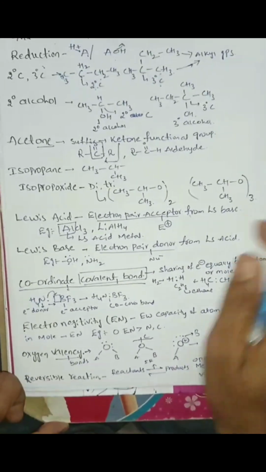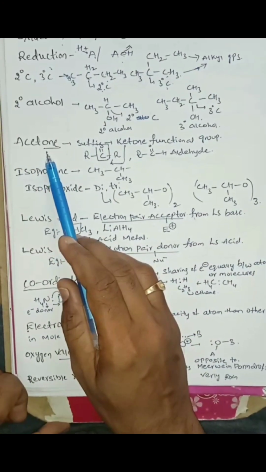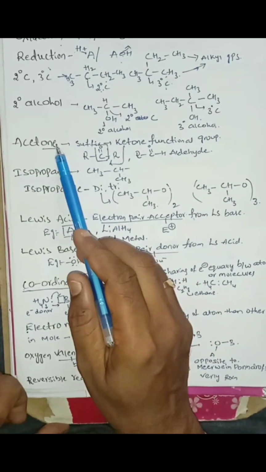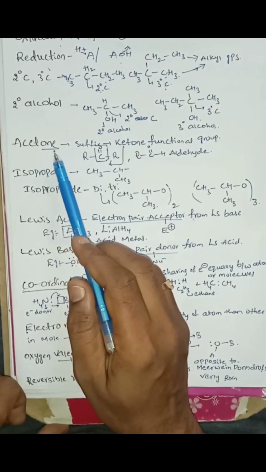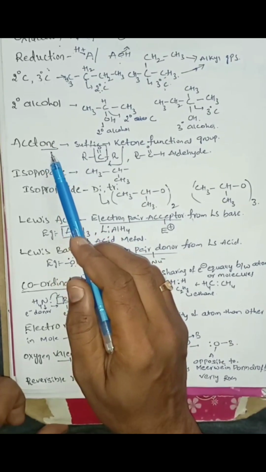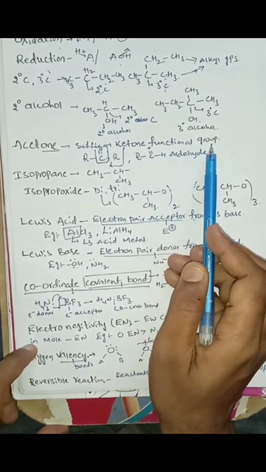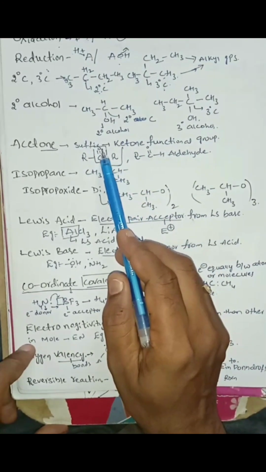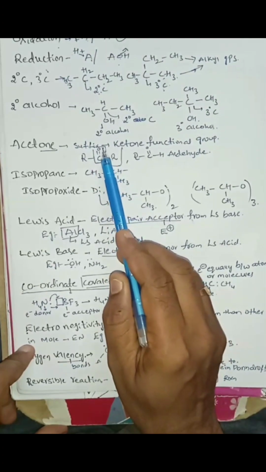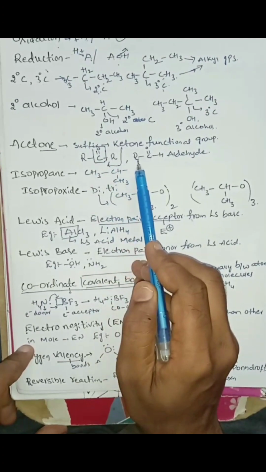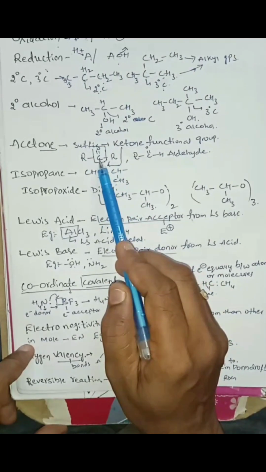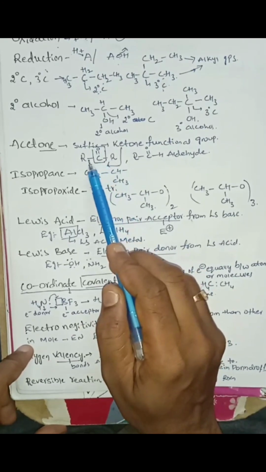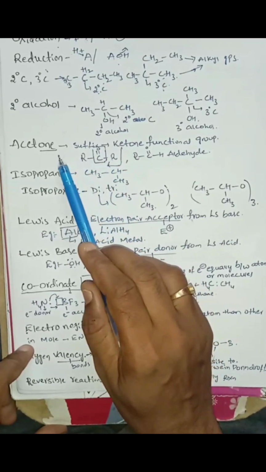So next we move on to acetone. In the word acetone, the suffix is "-one". Whenever the "-one" suffix is observed in organic compounds, that compound belongs to the ketone functional group. The ketone functional group is written as the carbonyl group, C double bond O. Under this, aldehydes and ketones both come. If two alkyl groups or two substituents are present on the carbonyl group, that is a ketone. So acetone is a ketone.